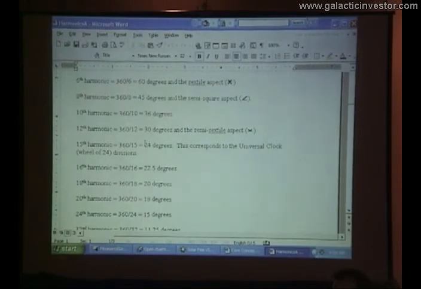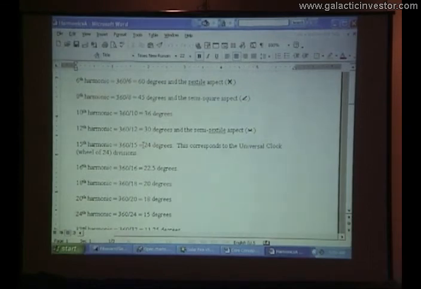But the 15th harmonic, those are the universal clock divisions, 24. And then you can break this down further, and you notice 22.5 is the 16th harmonic. It's basically dividing the opposition at 180 by 2 a few times. So 180 divided by 2 is 90, divided by 2 is 45, divided by 2 is 22.5, divided by 2 is 11.25, divided by 2 is 5.625, divided by 2 is 2.8125, I believe. These are different harmonics within an aspect or harmonic.